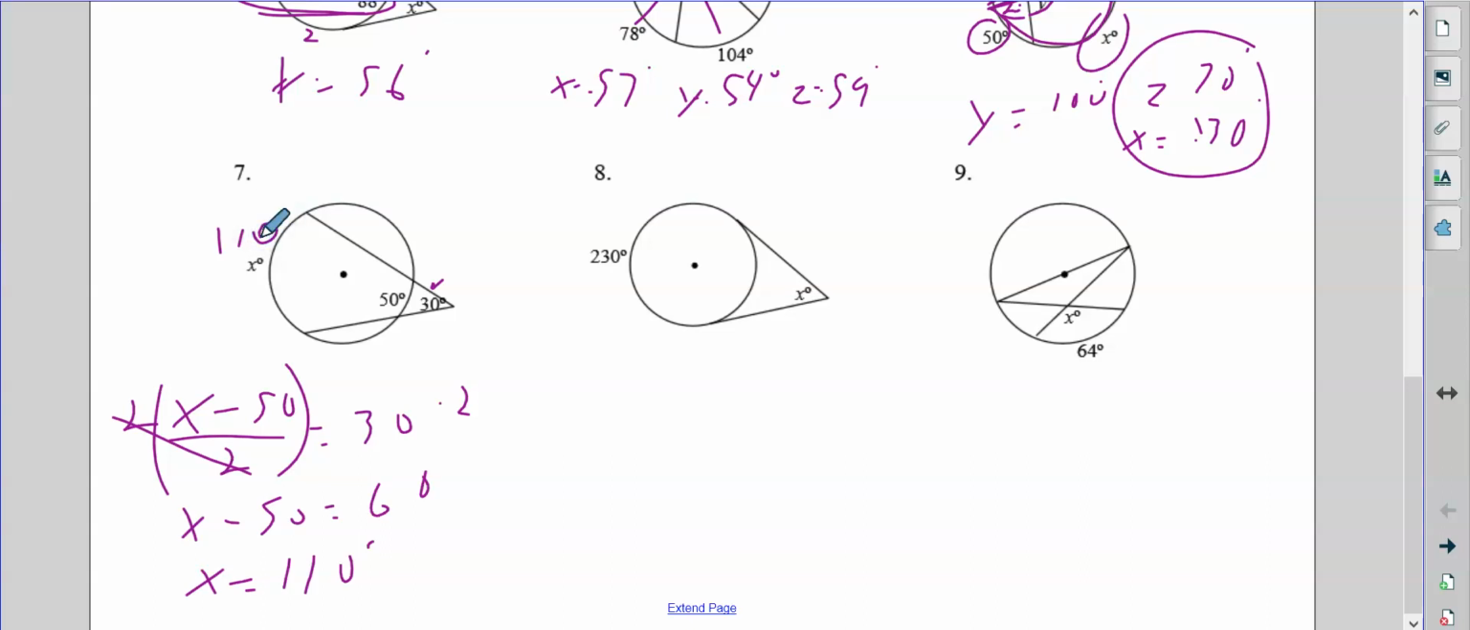All right? This one, even though we have the x there, we got to figure out what this is. Well, we know that because if this is 230, that means this is 130. 360 minus 230. And then it's just simply 230 minus 130 divided by 2, which is 100 divided by 2, which is 50.